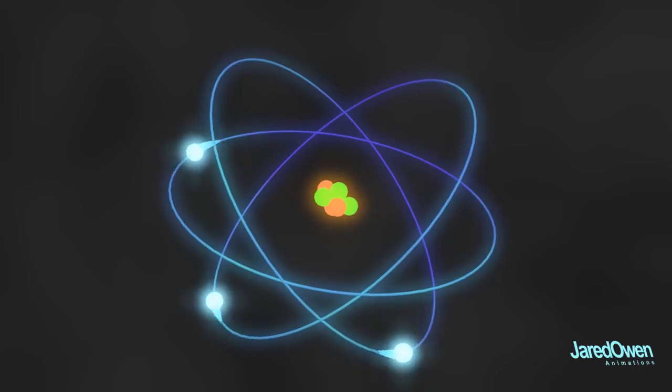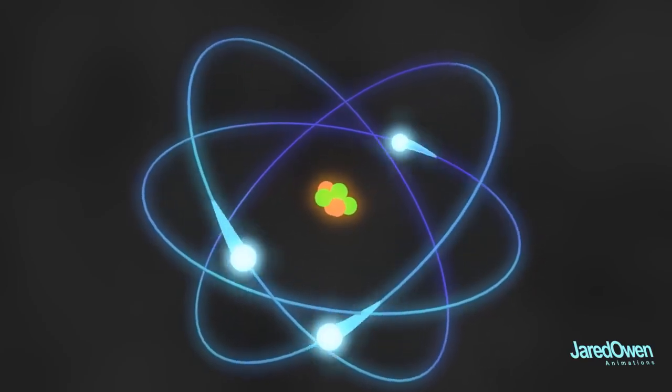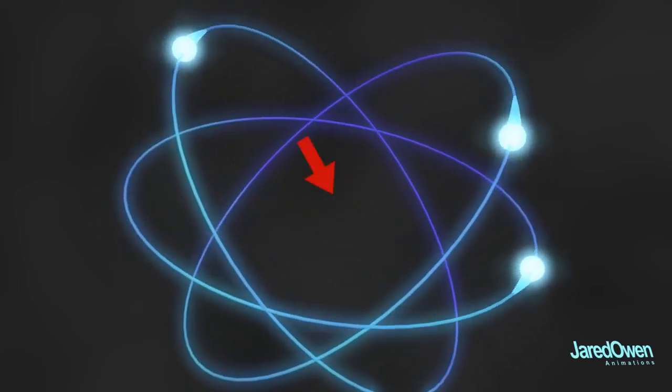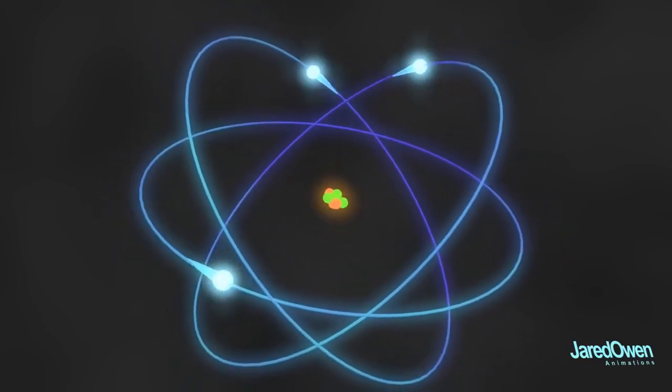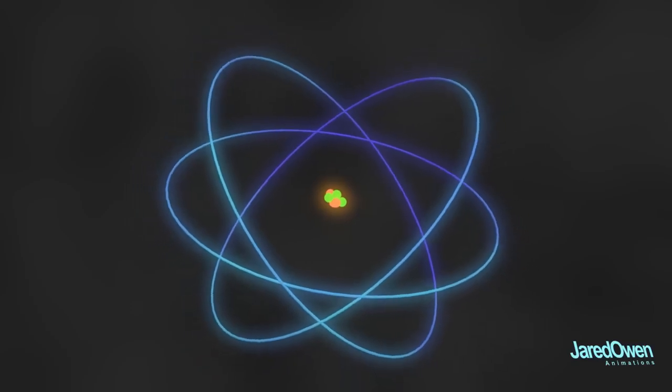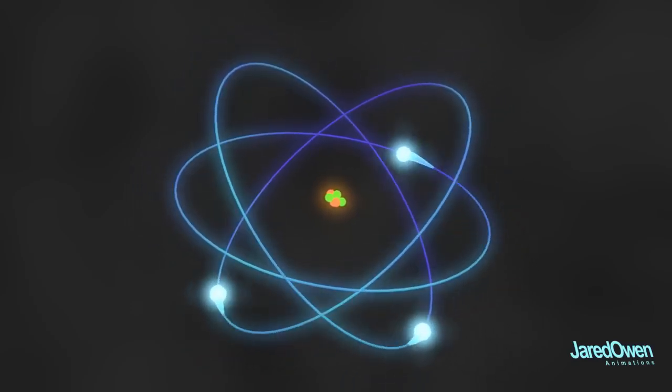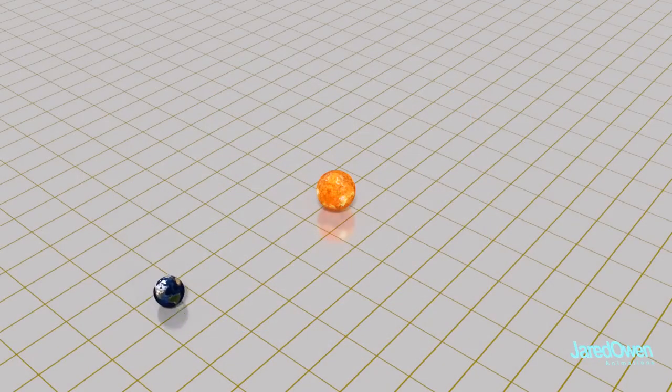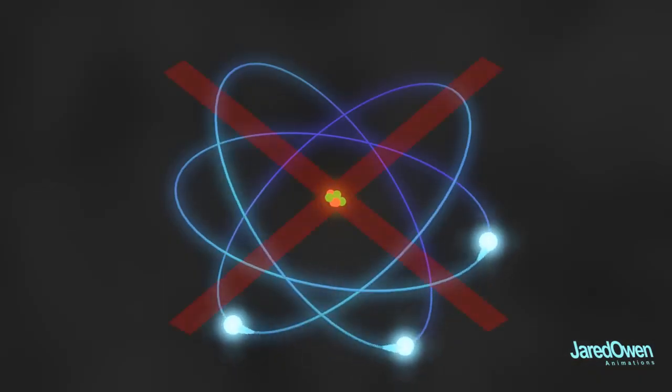For one, the size of the nucleus is a lot smaller than this. If I animate it to scale, you wouldn't even be able to see it. The same thing with these electrons. Another thing that's inaccurate is that electrons orbit the nucleus just like a planet orbits a star. Unfortunately, this is still taught in many textbooks, but it's just not correct.